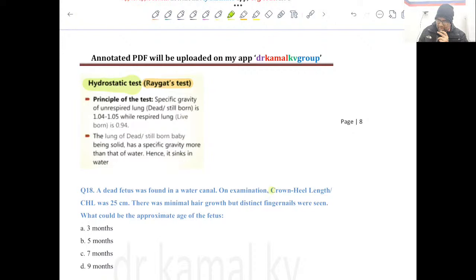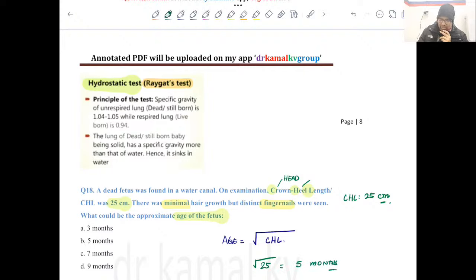Then moving forward, a dead fetus was found in the water canal, and the crown heel length was 25 centimeters. So crown is actually head, heel, I think all of you must be knowing. So this is 25 centimeters. There was minimal hair growth but distinct fingernails. Now, how to calculate the age of the fetus? The answer is absolutely right. And this is based on the rule of Haase, where age is equal to square root of CHL. Clear? So this will come out to be 5 months.